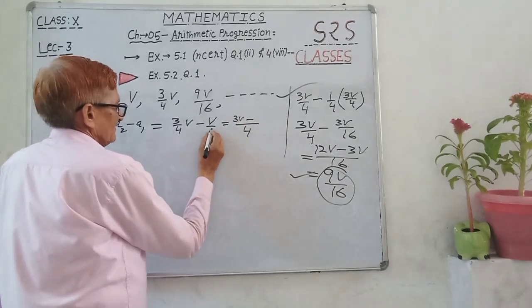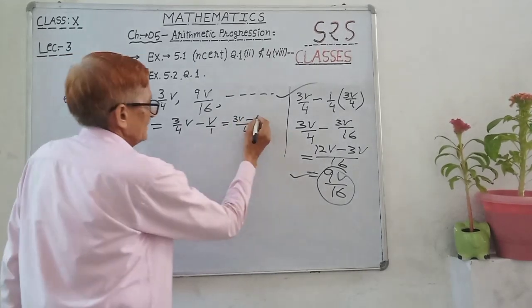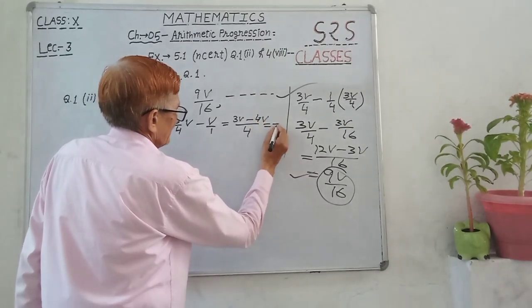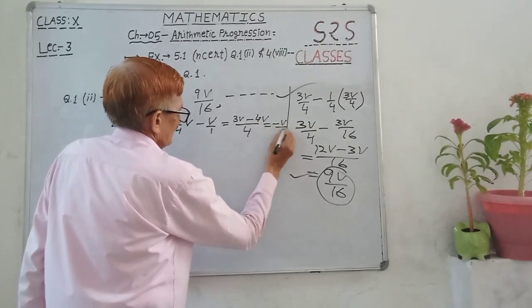Then 3V minus 4V divided by 4, it is minus V/4.